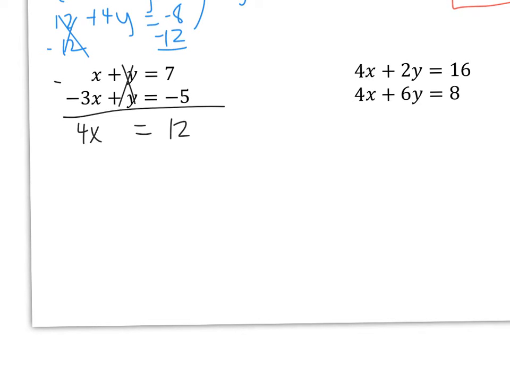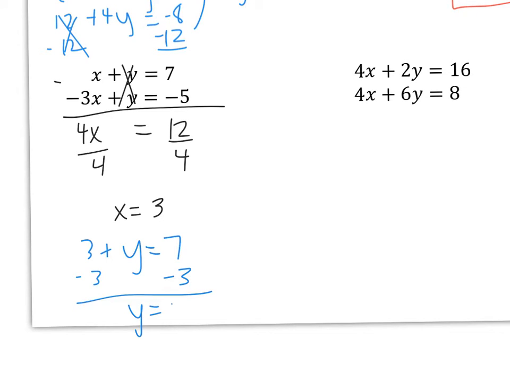So it's really important that you're careful with the signs, especially when we subtract, to make sure that you subtract every term. So if I want to solve for x, I'll divide by 4 and get x equals 3. But again, that's only half of my answer, so I have to plug that back in. So I'll plug that into the top equation and get 3 plus y equals 7, minus 3 from both sides, and get y equals 4. So my final answer written as an ordered pair would be 3, 4.